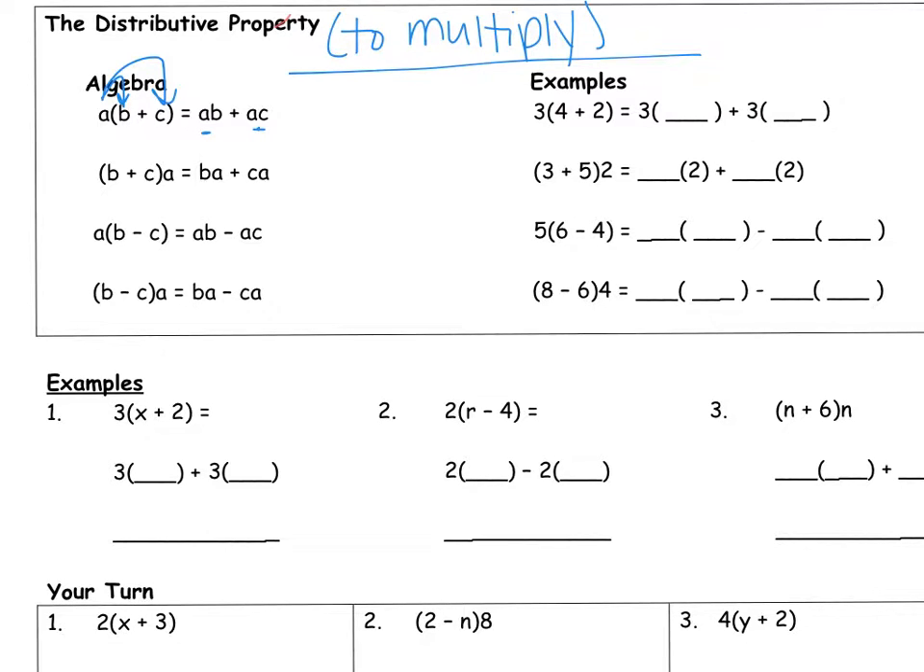So if we looked at our first example, the numeric one, we're going to multiply 3 times 4, and then we're going to multiply 3 times 2, and we're going to add those two numbers together. So you get 3 times 4, which is 12, plus 3 times 2, which is 6, and that would get you 18.